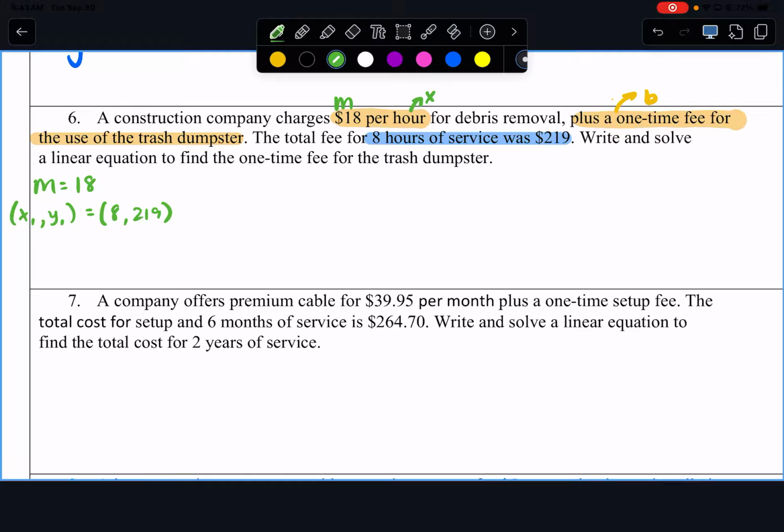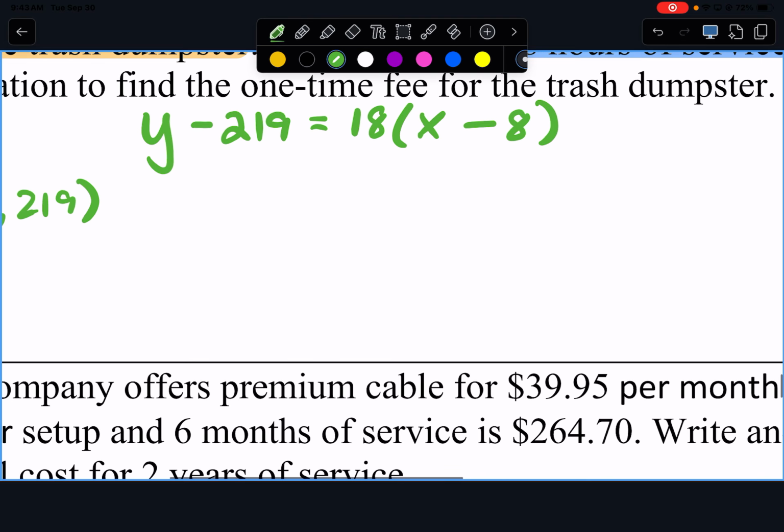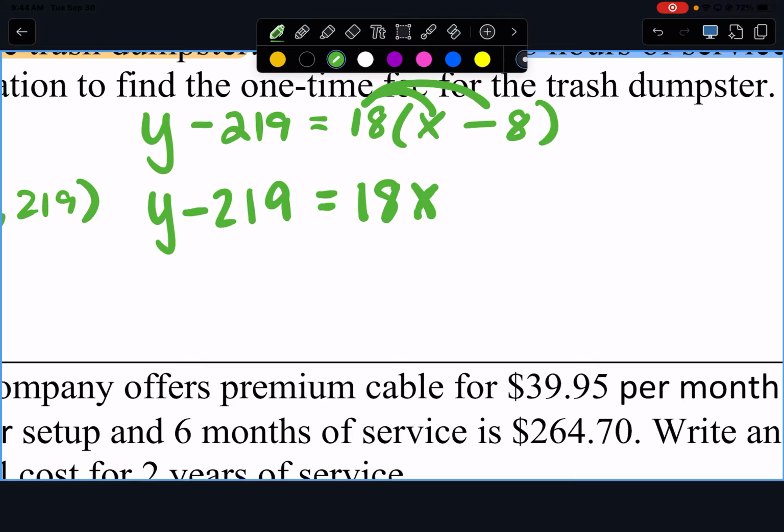So let's set up this equation. Y minus 219 equals 18 times x minus 8. So I'm going to put it in slope-intercept form now. How do I put it in slope-intercept form? Solve for y. So distribute first. So I get y minus 219 equals, what is 18 times x? 18x. Then 18 times negative 8 is? Negative 144. How do I solve from here? I'm gonna add 219.